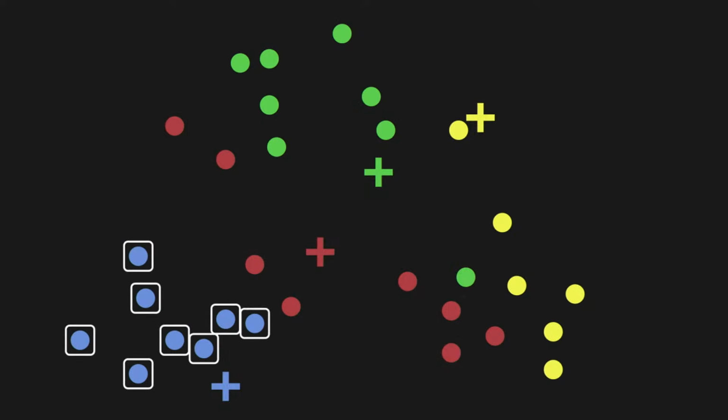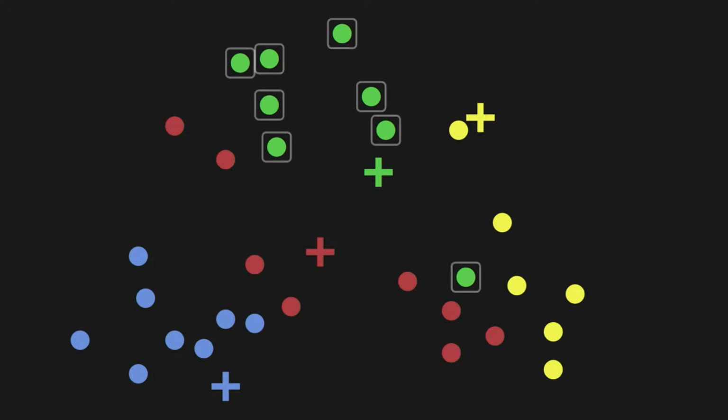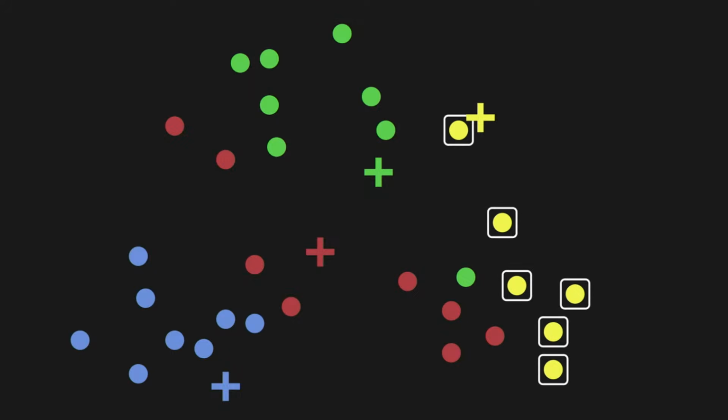And then I have the blue one down here in the lower left. Those are the ones closest to the blue centroid. And then I have the green one over here. And then I have a 4th yellow cluster over there on the right.